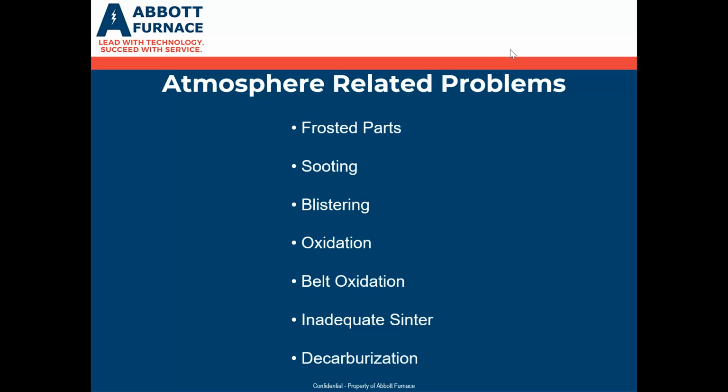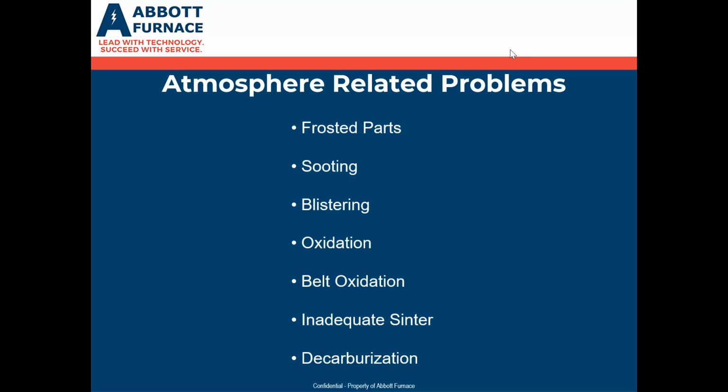We have oxidation. So this would be discolored parts: blue parts, purple parts, gray parts, yellow parts. Depending on the temperature that the oxidation takes place, it'll discolor the parts to a certain color. We have belt oxidation. If you oxidize the belt, that could cause oxidation of the product and reduce your belt life.